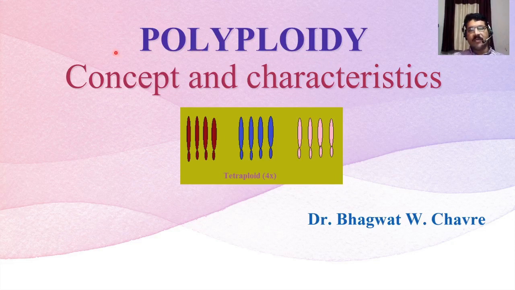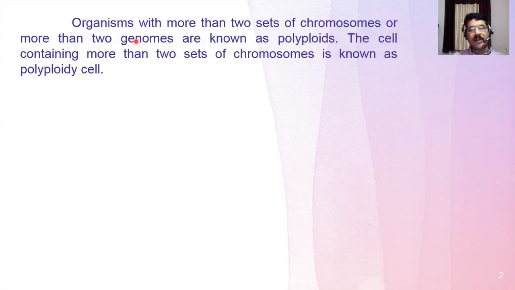In this video, we will learn about polyploidy, concept and characteristics. So what are polyploids? We should know first. Polyploids are the organisms with more than two sets of chromosomes, or more than two genomes. They are known as polyploids.